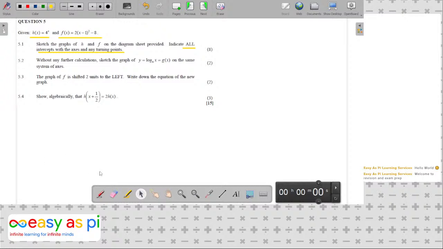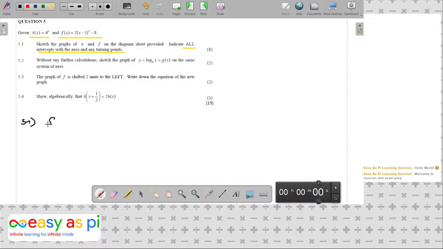Right, so let's have a look at this question. What we're going to do is start with the parabola. Now remember, the reason why this is 8 marks is because we have to indicate all of the intercepts with the axes and any turning points, and we have to show how we got them. That is why it's 8 marks, which is great actually. So I'm going to start with this f of x, right?